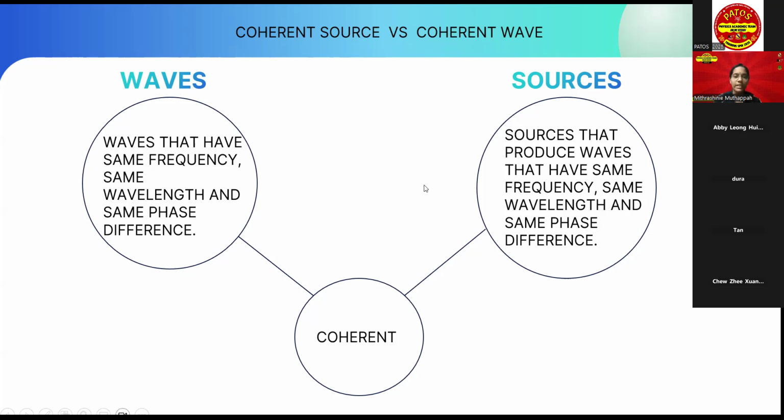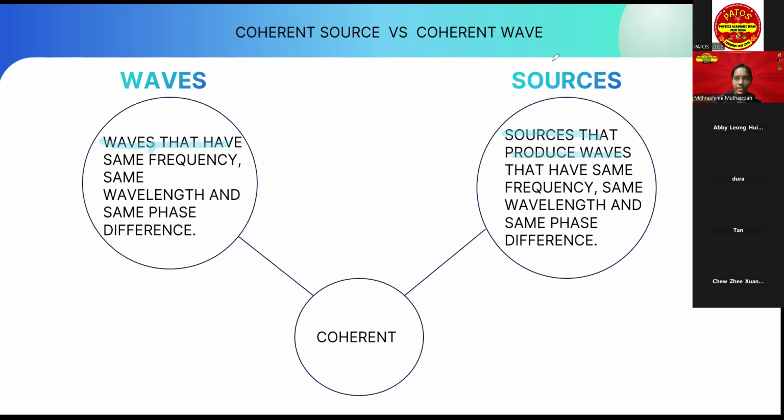So, after looking at these two definitions, you can feel that something is kind of similar and something is a bit different. So, what is the difference and what is the similarity? In waves, we have the word waves over here: waves that have same frequency, same wavelength, and same phase difference. But in the sources, we have the words sources that produce waves. As we all know, a source is something that produces an outcome. So in this case, coherent sources are sources that produce coherent waves.